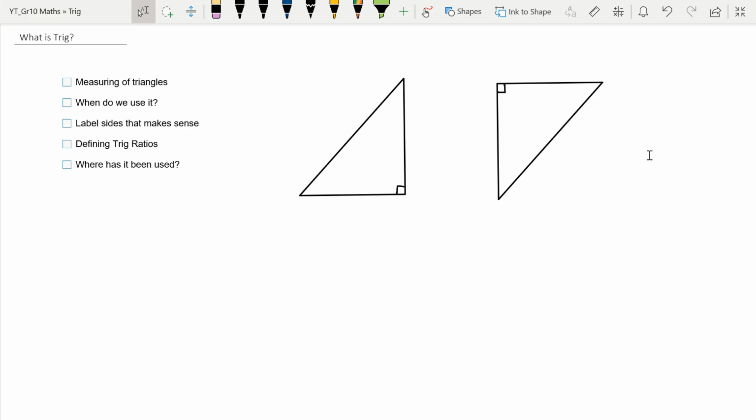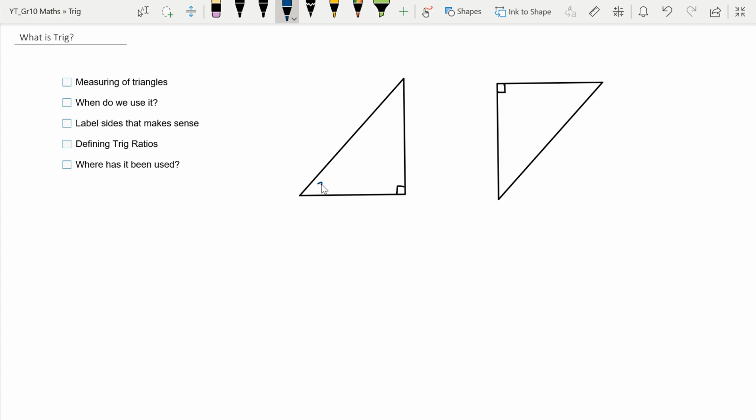Why is it relevant to us? Why are we going to use it in grade 10? At this stage, you've learned the theorem of Pythagoras to help you find a missing side. If I give you that one side length is 4 and the other is 5, then using the theorem of Pythagoras, you'll be able to find the third missing side. So we've got the theorem of Pythagoras to find a missing side when we are given two sides in a 90-degree triangle.